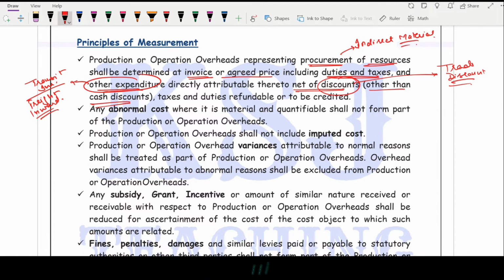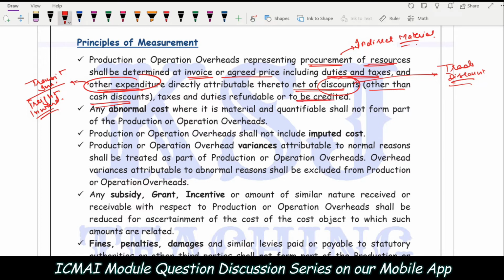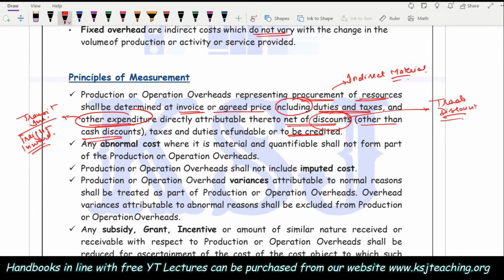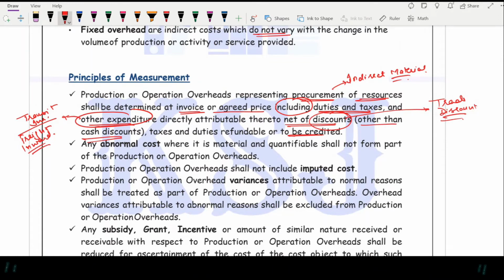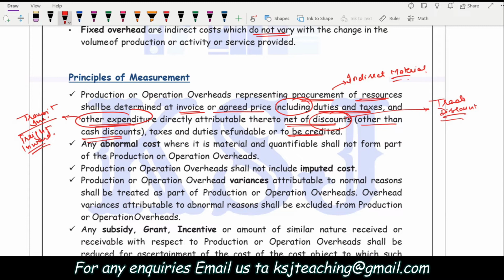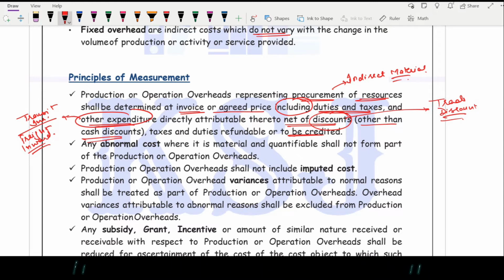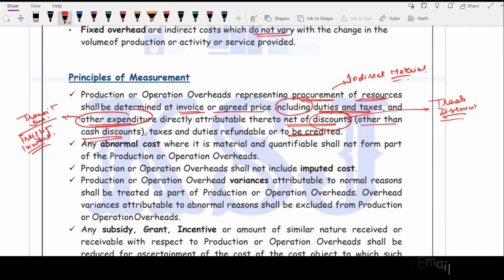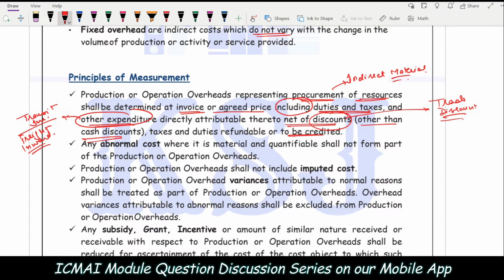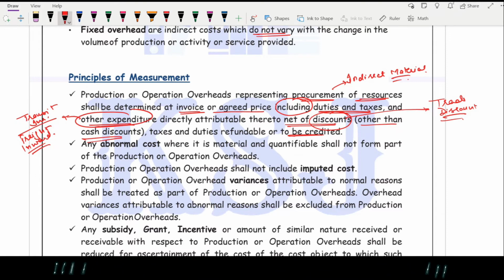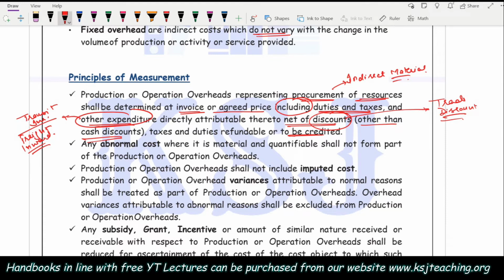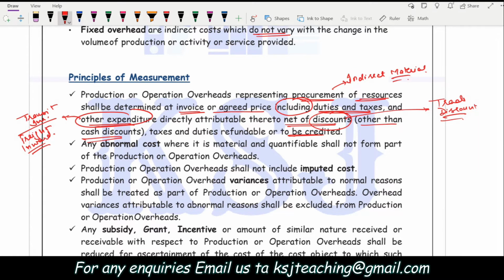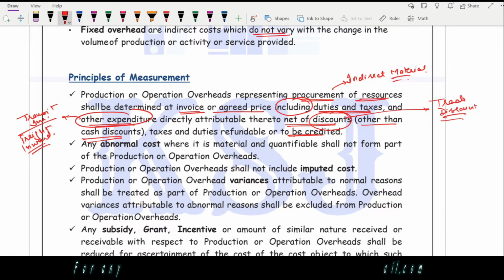Clear? Taxes and duties refundable or to be credited. Now here he says invoice or agreed price including the duties and taxes, but you have to include only those duties and taxes for which the input tax credit is not there. So if it is GST, you will get the credit of GST, that will not form a part of your cost. Okay? So be very careful that if you can avail the ITC, that is the input tax credit, on the material that you are receiving, then it will not form part of your cost. Clear?